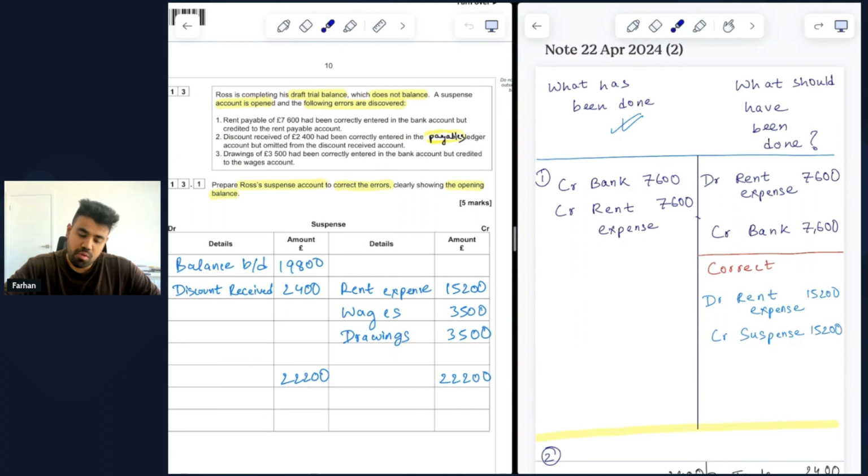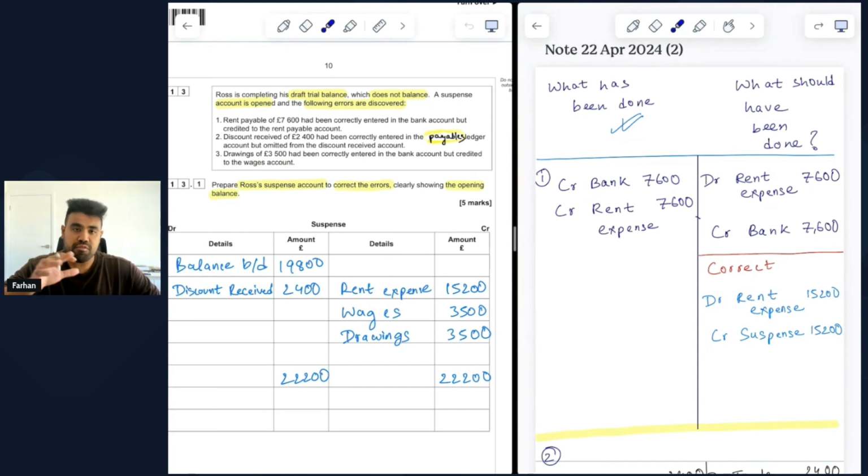So if you look at the right-hand side of the screen, you'll see another section for what should have been done. So the correct way to record would have been to debit rent expense because we have paid £7,600 for an expense. And we have used our funds from within the bank account, which reflects a reduction in the balance of assets that we have. And because assets are going down, we have to credit it. So that is why we are crediting bank and debiting rent expense. That is the correct way to do it. But this is what they have done instead. They have credited bank by £7,600 and they have credited rent expense by £7,600.